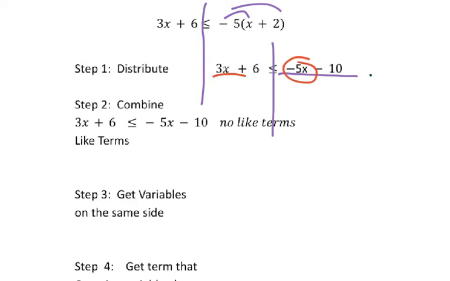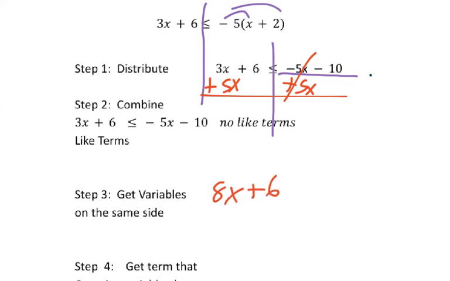In order to get them on the same side, I could either add 5x, which I'm going to do because it keeps the variable positive. You're going to get positive 8x right here. Or you could have subtracted 3x. So when I add 5x to both sides, we get 8x plus 6 is less than or equal to negative 10. Okay? So let me clean up a little bit because it got a little messy there.